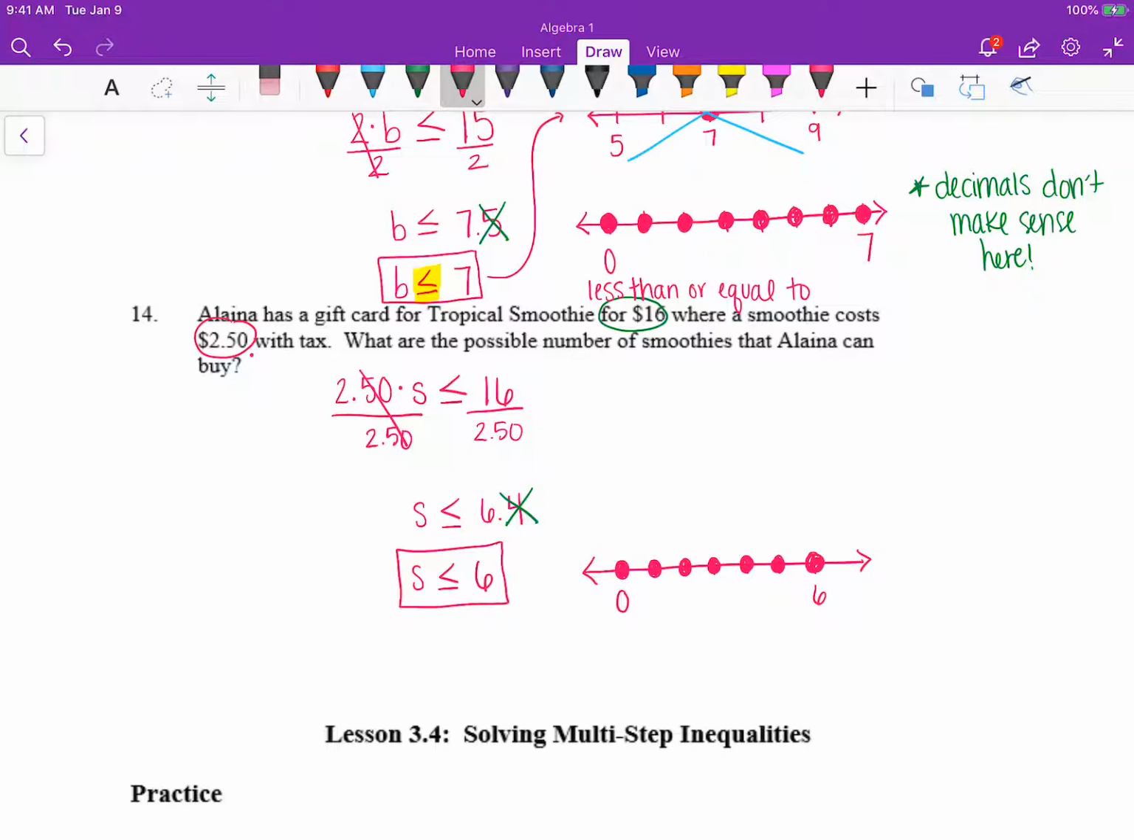So the moral of the story with this lesson is if you multiply or divide by a negative, you have to reverse your sign. And the other big thing is with story prompts, you have to be so careful that you are making logical graphs and logical answers as far as decimals go and going beyond 0 into the negatives. You have to make sure it makes sense.